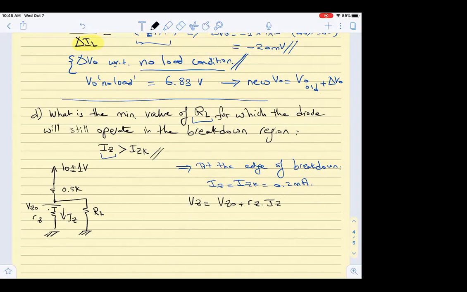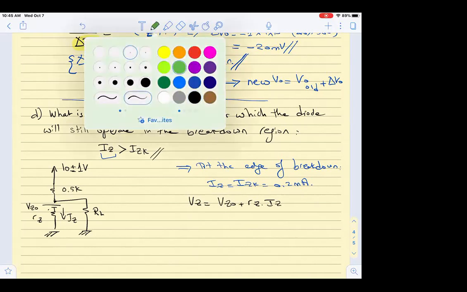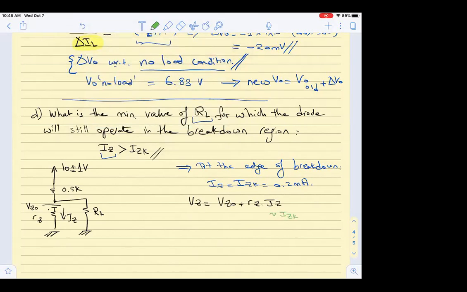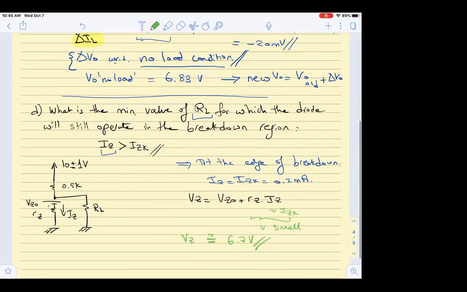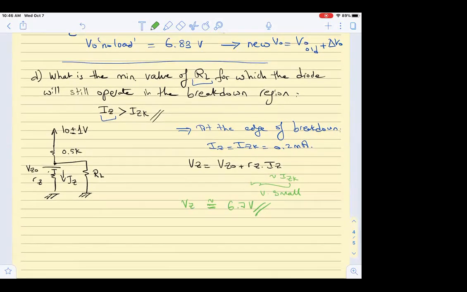Okay. So let us assume, since IZ is approximately IZK, that this quantity is very small, because 0.2 mA times 20 ohm is very small. So this allows us, to simplify the problem, to say that VZ is approximately 6.7 volts. Okay, so in here we took this approximation.